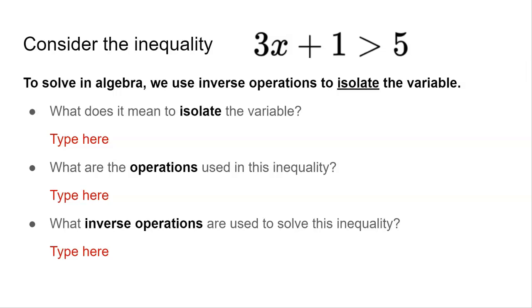So let's take a look at this slide. Notice it's not asking the students to solve this inequality, but to talk about it. What does it mean to isolate a variable? Which operations are being used in this inequality? And what inverse operations would be used to solve this inequality?